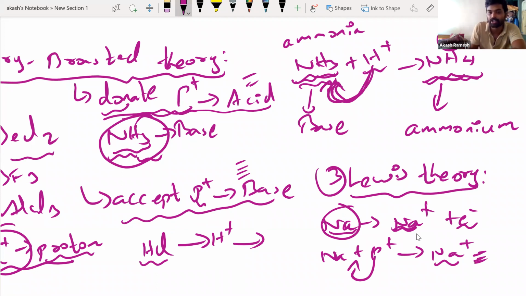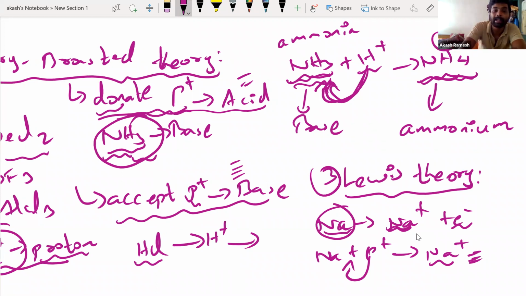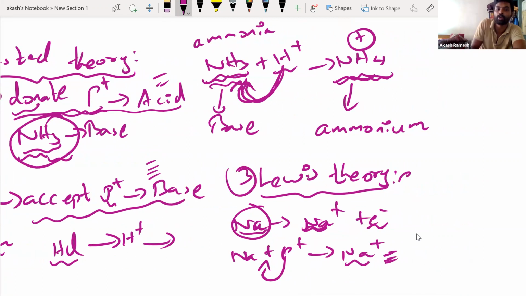This can be right. But by convention, we see that only electrons will move. Protons are stationary. So donating a proton, accepting a proton, that means a proton should move, and that is not going to happen. It's not that it can't happen, but it is tough for us to see a proton moving.